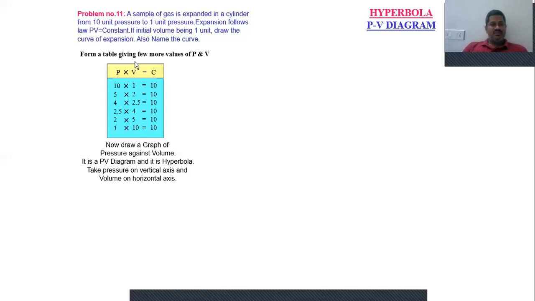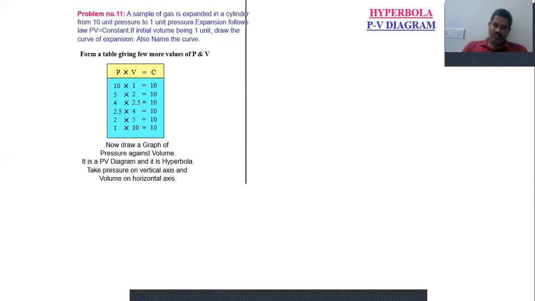From the table, we give a few more values of P and PV equal to constant. So take all these values. 10 into 1 is equal to 10. If 10 becomes 5, 1 will become 2. If pressure becomes 4, volume will become 2.5, and so on.